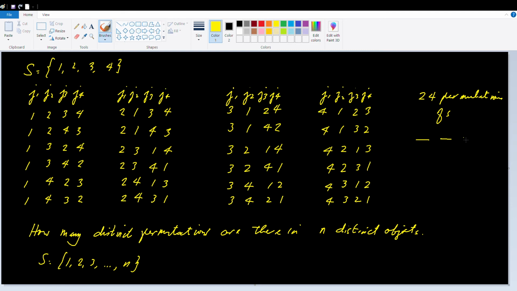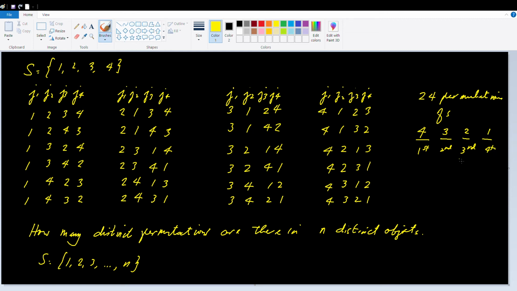So there are 4 positions that we need to fill up. For the first position, we have the choices 1, 2, 3, and 4. So we have 4 choices for the first position. For the second position, since we have already filled up the first position, there are only 3 choices left. Filling up the first 2 positions leaves 2 choices for the third position. And since we have already filled up the first 3 positions, there is only 1 choice left for the fourth position.